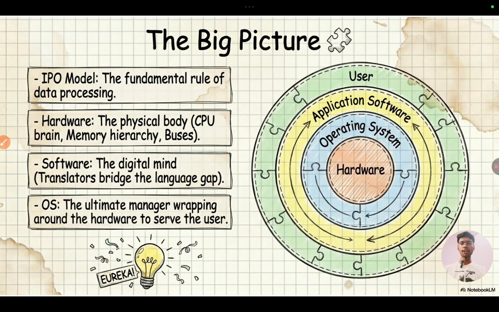Then we'll discuss in the big picture what the IPO model is, what the hardware is, and how these are all related in the whole circle. And then you guys can get the Eureka moment, how all the things are related in this very first chapter. And this is a part of your Unit 1 basically. There are 4 units, and this is the first chapter of Unit 1. The whole Unit 1 goes for 10 marks, and this is a very crucial chapter.